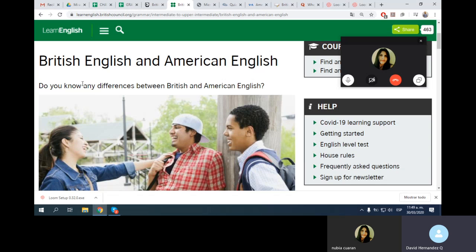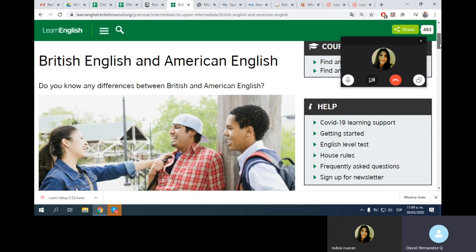So the differences between British English and American English are basically vocabulary. The British use some vocabulary for things that the Americans use another type of vocabulary for. In the grammar part, the differences are not big. They normally use the same tenses for different activities, but the difference in grammar is not big. The biggest difference is in vocabulary.